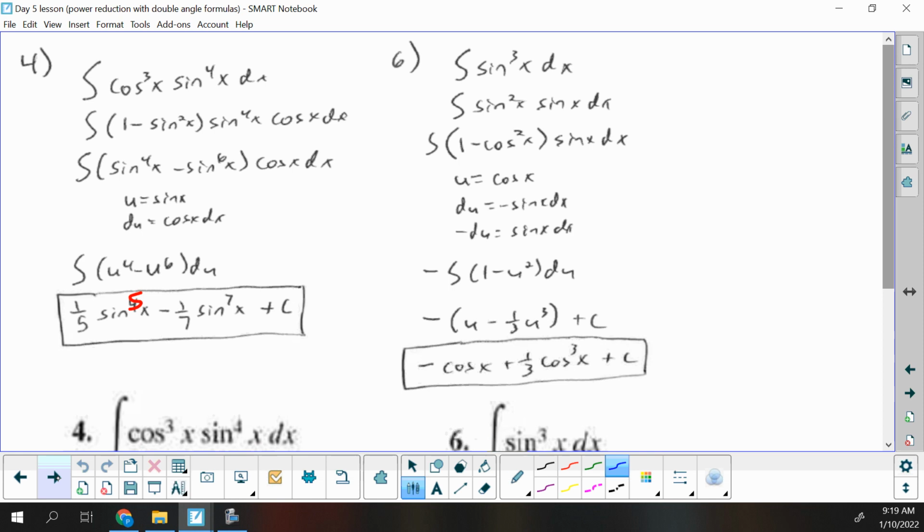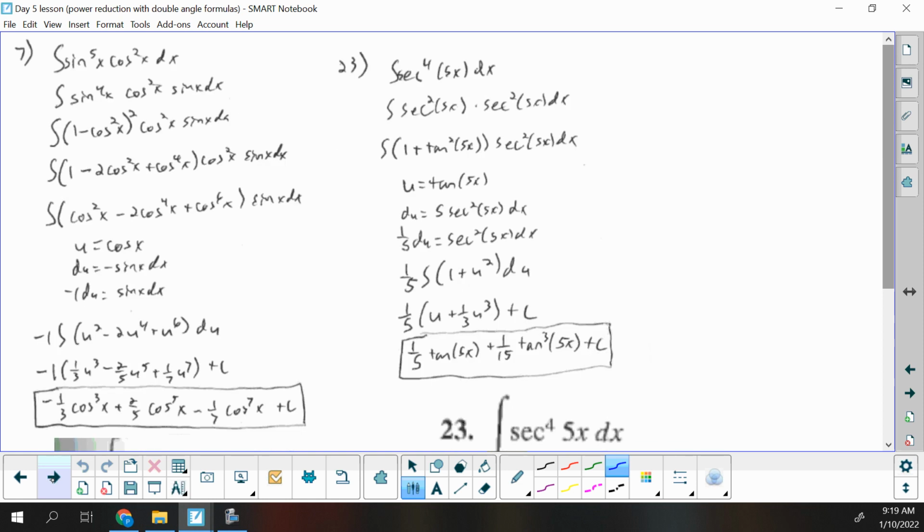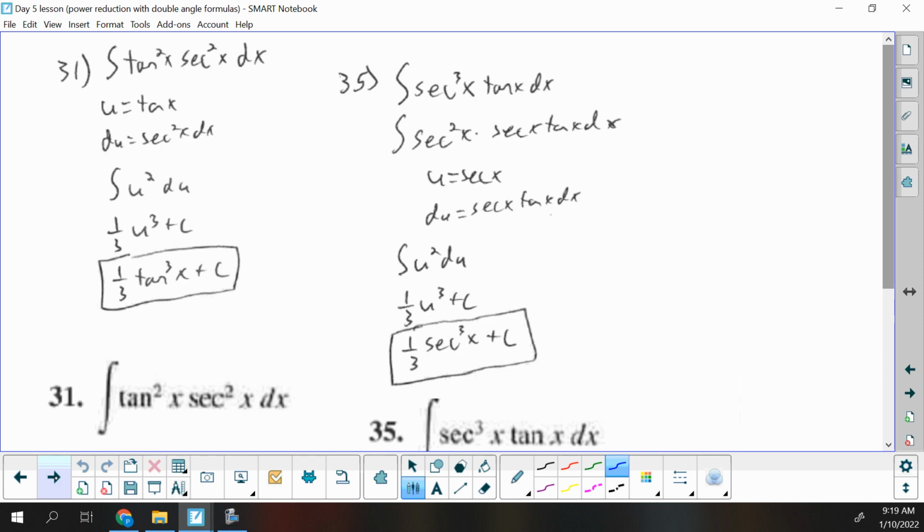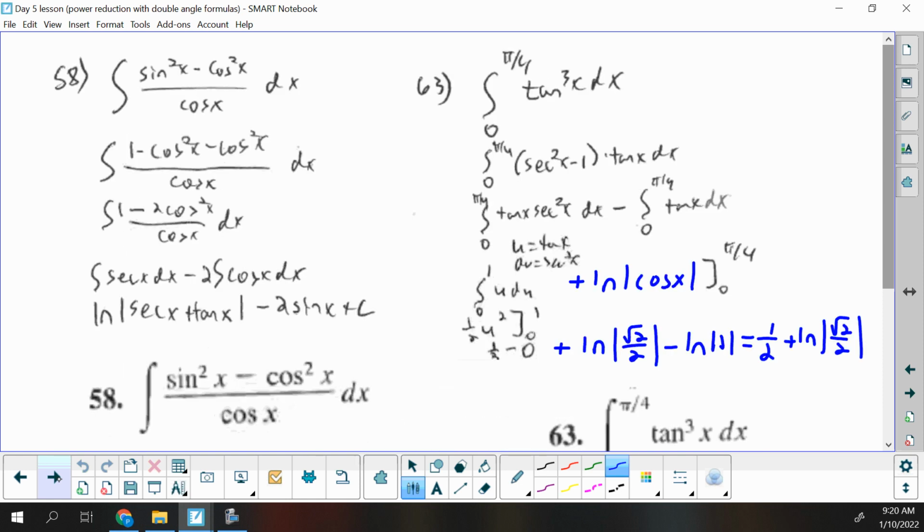So here is 4 and 6. There's 7 and 23. There's 26 and 29. Here's 31 and 35. 58 and 63.